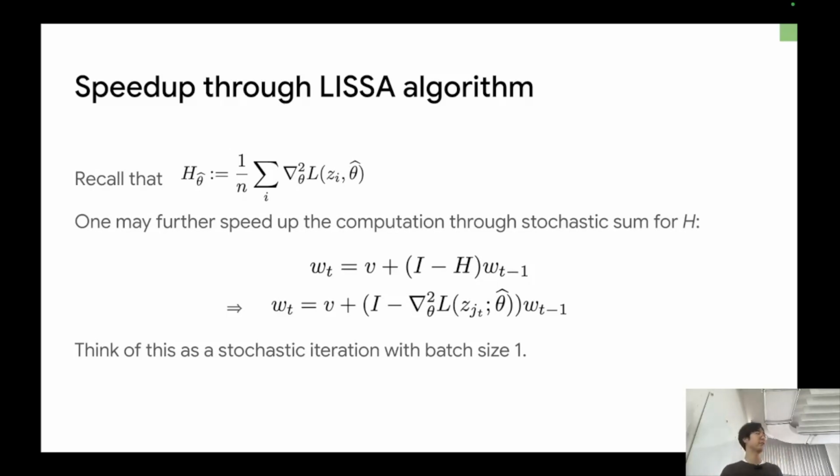Trusting that this quantity is correct, we go on with the second ingredient, which is stochastic approximation of the summation for the Hessian. Instead of just doing this recursion, we replace this H with one of the terms in the summation. We randomly sample one training sample and use the Hessian around this sample as an approximation of the Hessian. Of course, it's going to be super wrong, but we also do SGD steps for training a neural network, and we're happy with the results. So why can't we do the same for the Hessian here for each iteration?